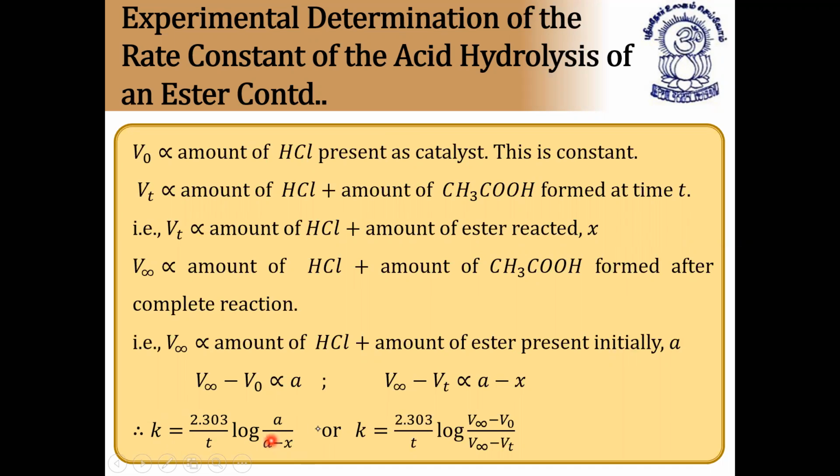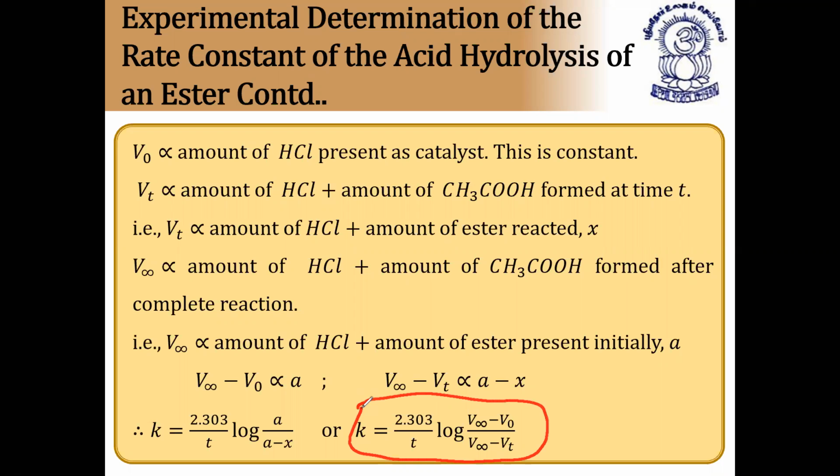Since A is the number of moles and we are given volume, volume will be inversely proportional to the number of moles. So K is equal to 2.303 by t log of V infinity minus V naught by V infinity minus Vt. This is the formula for the case where volumes are given. If they ask you to find the rate constant for the reaction from volumes, you have to use this formula.